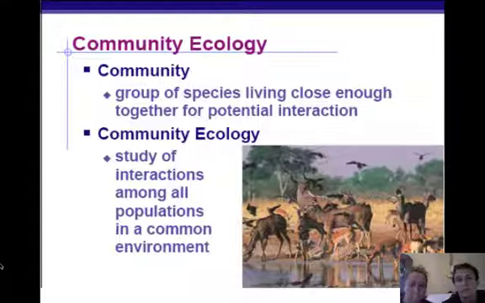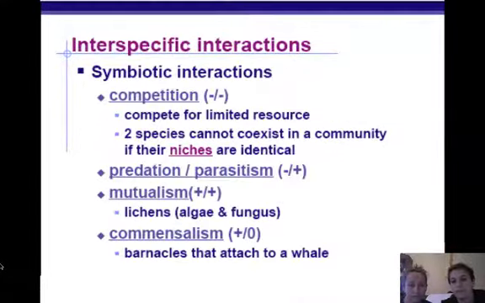All right, a community is a group of species living close enough together for potential interaction. Community ecology is the study of these interactions among all populations in a specific common environment. Okay, so there's going to be a bunch of different relationships that these organisms can have living together. They're called interspecific interactions, okay? So the symbiotic interaction, symbiotic means just working together. They can be either beneficial for both, harmful, or some of each.